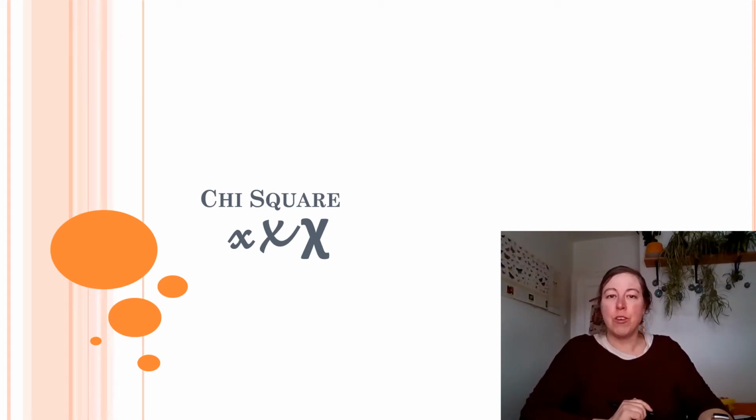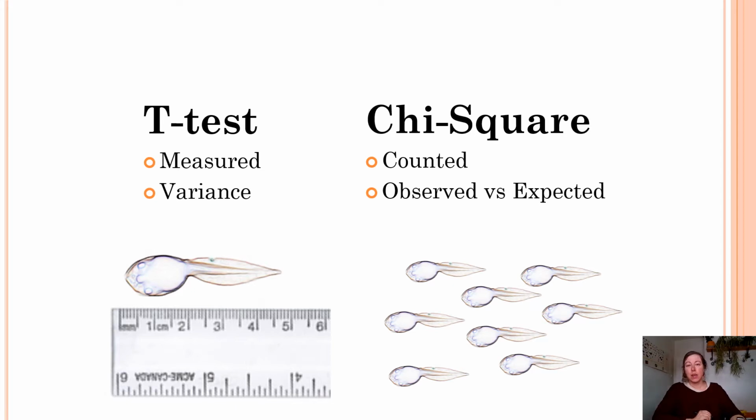Today, we're going to learn how to run a chi-square test by hand. Last semester, we looked at the t-test. The t-test is used to compare the means of two different populations and see if they're different. To do this, we calculate the variance, compare the means and the variance.